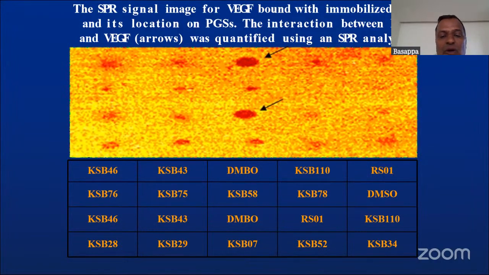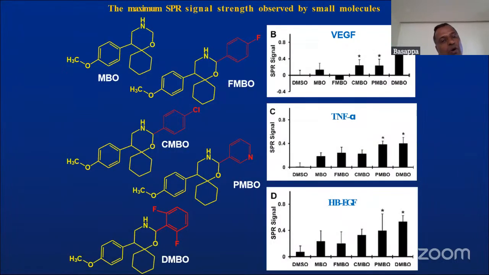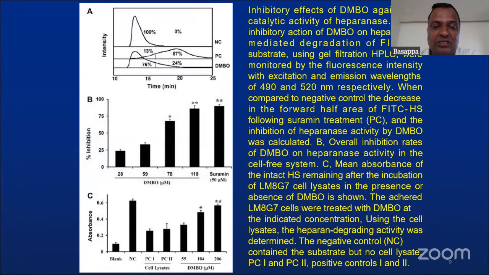You can see DMBO has a strong binding affinity for VEGF when compared to the other structures. This is the quantification table in the right panel. VEGF is bound by DMBO, whose structure has a difluorophenyl moiety attached to the oxygen ring, which has a cyclospirine structure. With this, we identified DMBO as a lead molecule and took it for further studies. In this case, DMBO was used as an inhibitor.